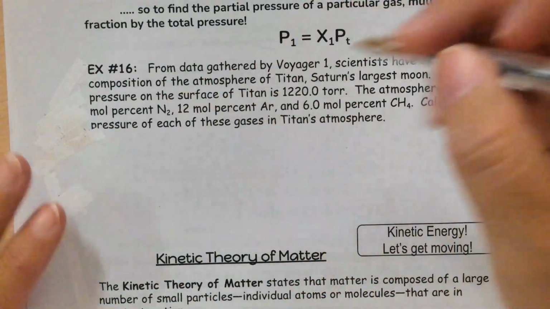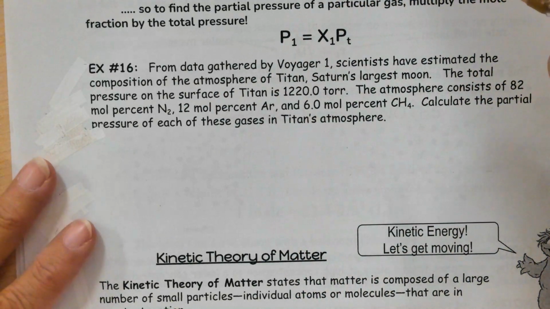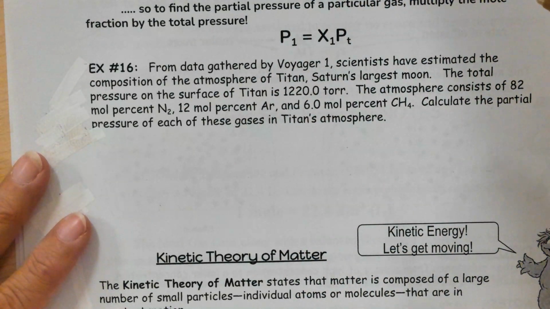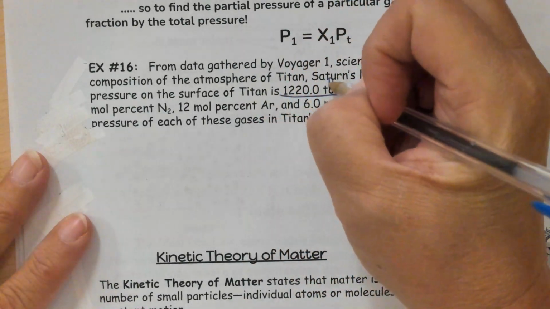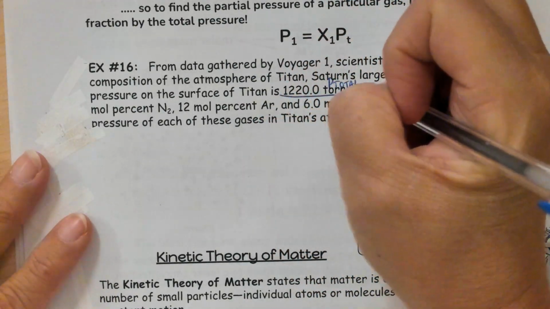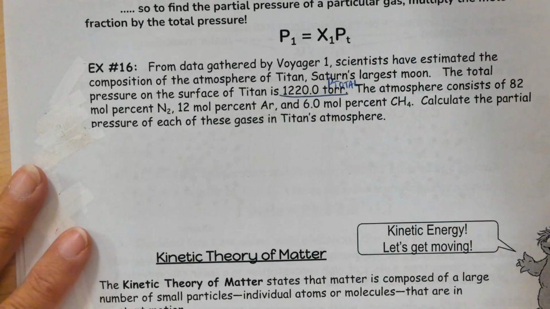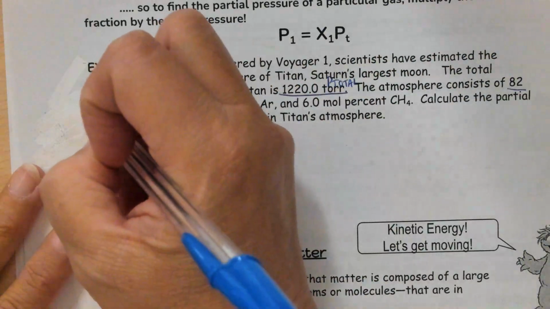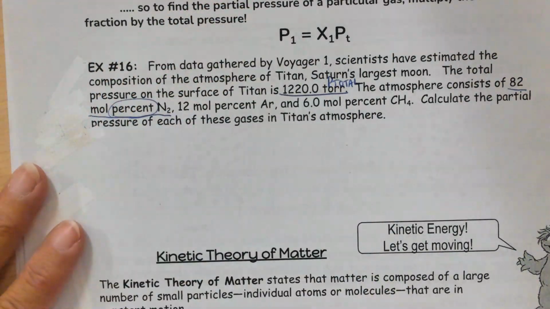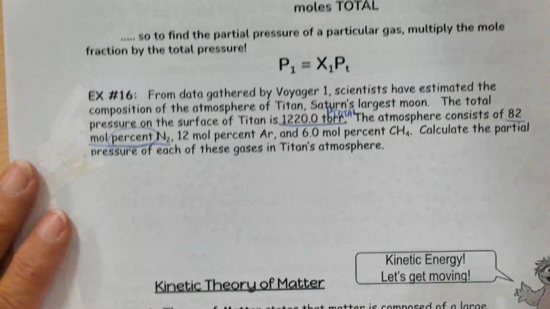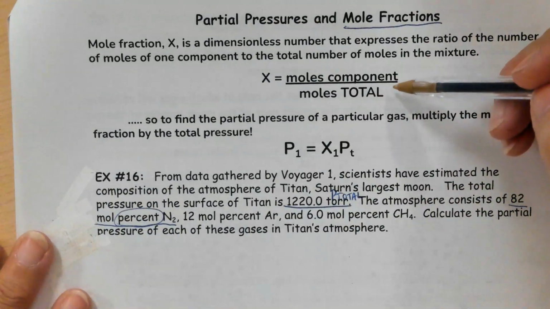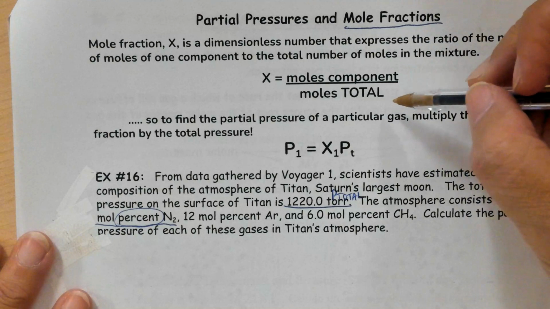So here we go. For data gathered from Voyager 1, scientists have estimated the composition of the atmosphere of Titan, Saturn's largest moon. So we're learning a little extra stuff there. The total pressure on the surface of Titan is 1,220 torr. So we got a total. Okay, this is pressure total. A little labeling does help occasionally. The atmosphere consists of 82 mole percent. Here's the difference between a mole fraction and a mole percent: they've already done the work. They've already put it in fraction form. So this would be 0.82, but we're calling it a percent.